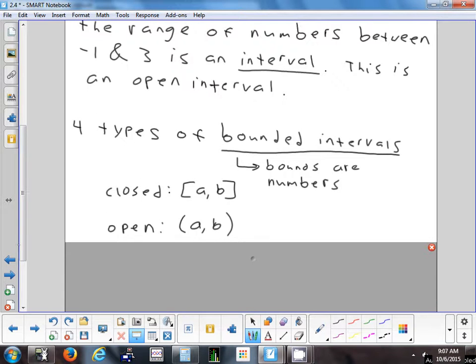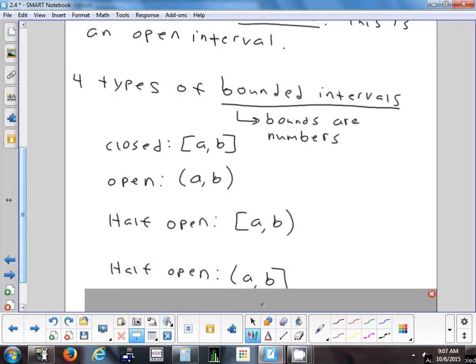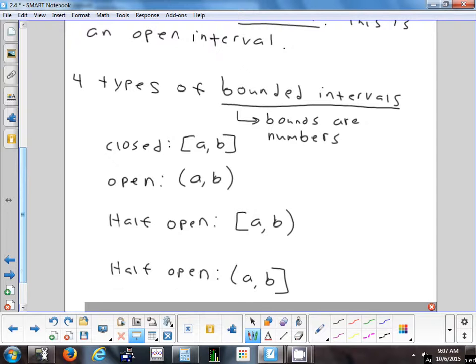All right, so I said there's 4 types. We've got closed on each end, open on each end. What other type do you think you could have? Yeah, you could have kind of like half open or half closed, depending on if you're optimistic or pessimistic. So we'll go with half open. This one is half open on the right. This one is half open on the left. Those are all the different kinds of bounded intervals you have.